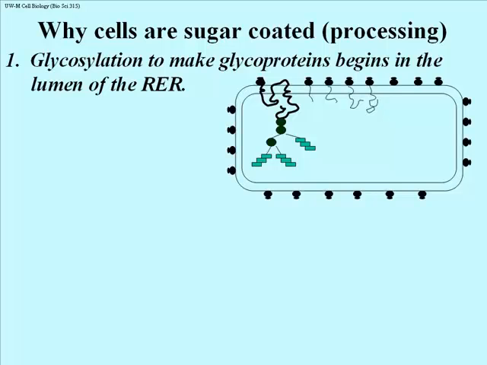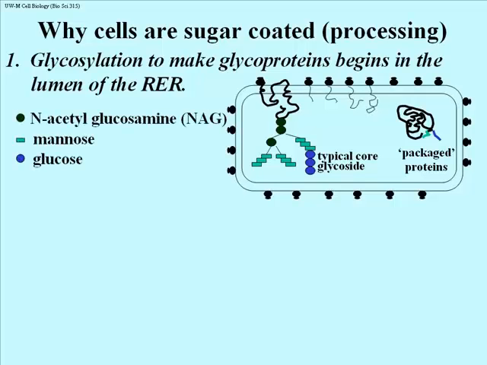Several different kinds of sugars are involved, shown by the different cartoons. They get put on in groups or individually to form what's called a typical core glycoside. When the ribosome has finished translating the protein, it ends up inside the rough endoplasmic reticulum, and we call that a packaged protein, shown here illustrated in miniature with a core glycoside. On the left now are which sugars are involved: N-acetylglucosamine, sometimes called NAG for short, mannose, and of course glucose.